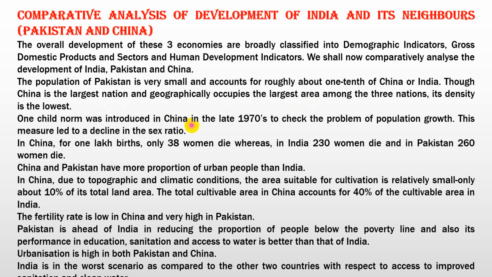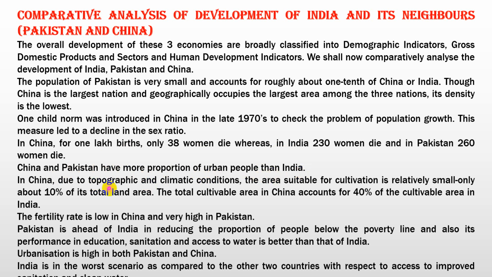Already we have explained. One-child norm was introduced in China in the late 1970s to check the problem of population growth. This measure led to a decline in the sex ratio. In China, for 1 lakh births, only 38 women die, whereas in India, 230 women die, and in Pakistan, 260 women die. So that is the health facilities of these three countries. China and Pakistan have more proportion of urban people than India.